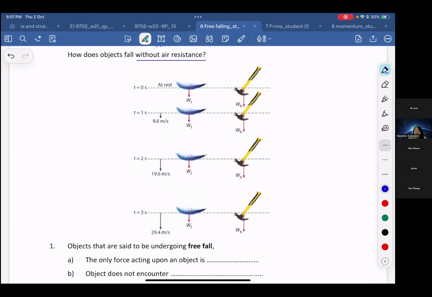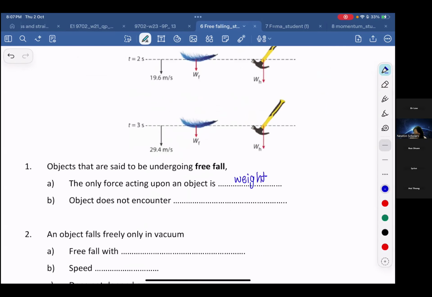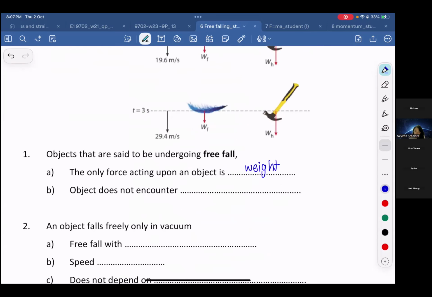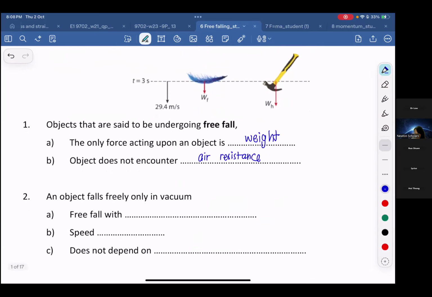So what force is acting on the object? Without air resistance, there is only one force acting on the object. What is the force? The force due to gravity, called weight. So for both objects, the only force acting on the object is weight. Write down: weight, no air resistance. They do not encounter air resistance. Free falling happens only in vacuum because we don't want air resistance.